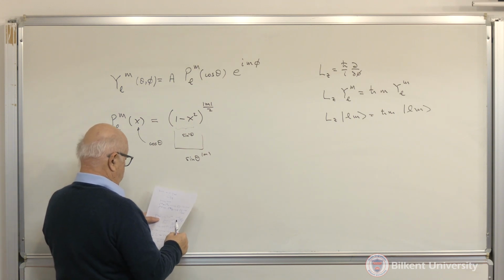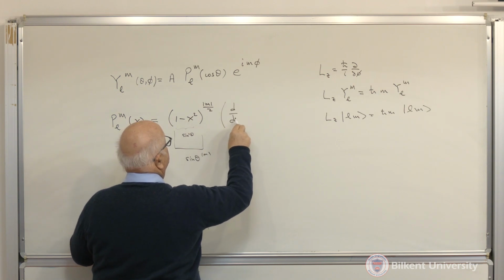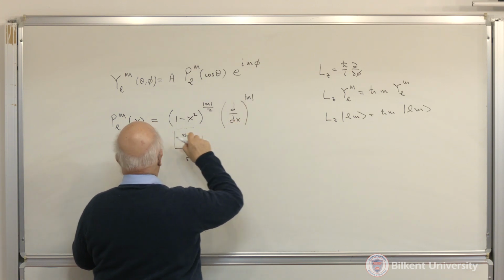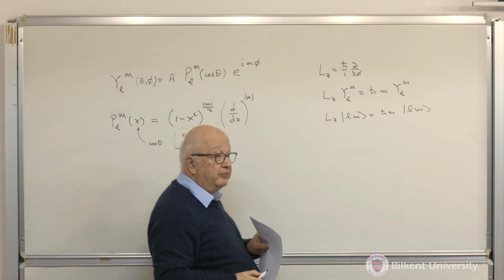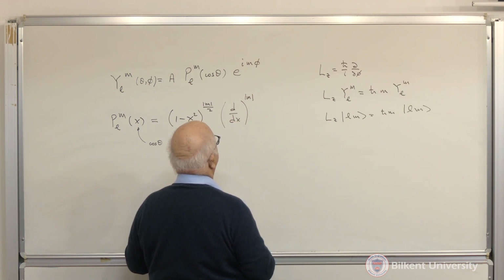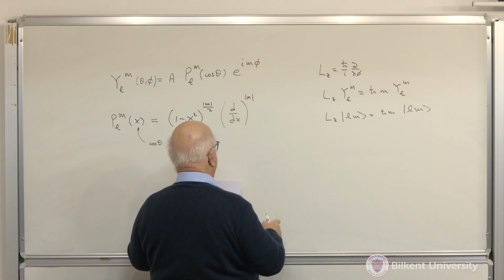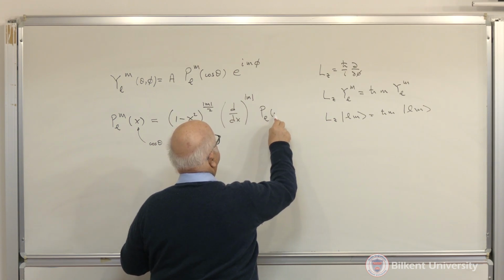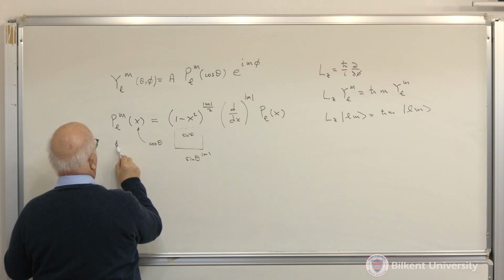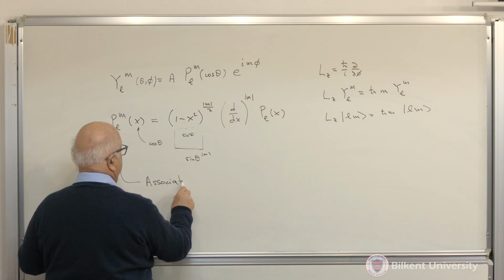But that's not all, obviously. Then I have d over dx to the, again, absolute value of m. You see, m can be positive or negative; it ranges between minus l and plus l. And then I have P_l of x. This P_lm of x is called the associated what?